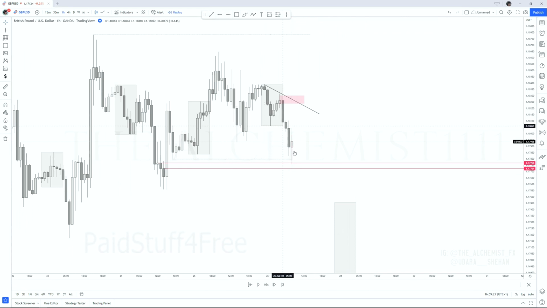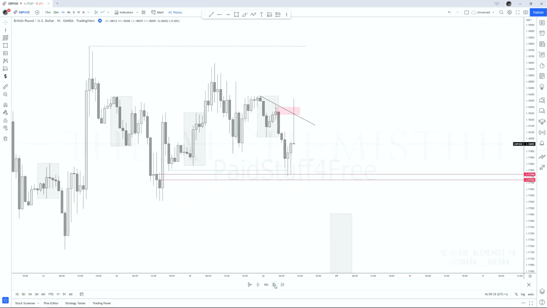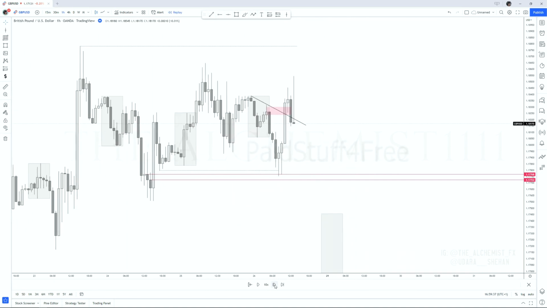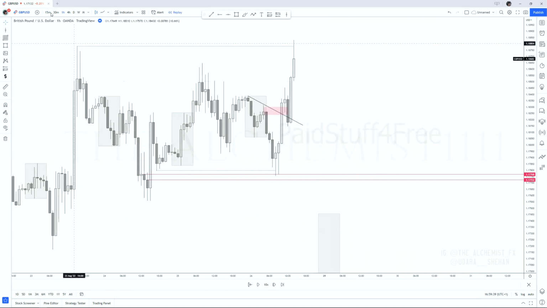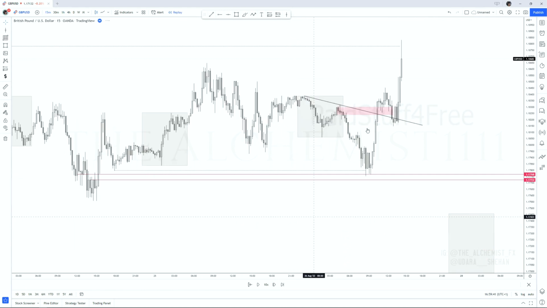So now a lot of sellers are in this market because we have these trend lines forming, we have these supply zones forming, and all of that happens. But what happens? There it flies. See that? Okay, so it happens. It happens all the time. Okay, it happens all the time. So that is that day.